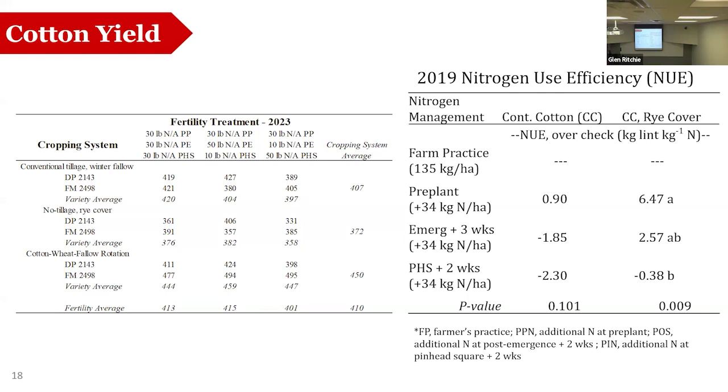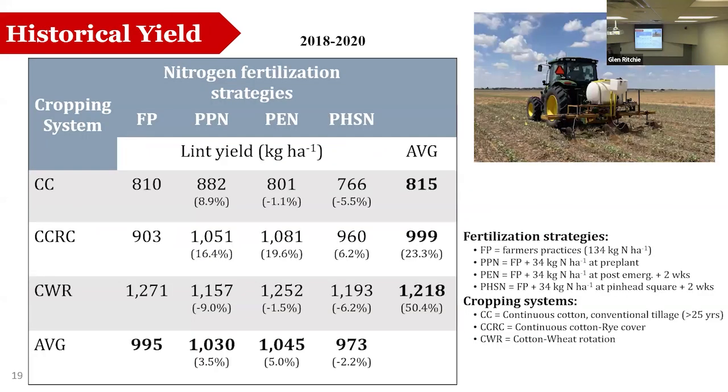And if we look at some of our nitrogen use efficiency from the conventional system and the rye system, we are seeing that there's actually an increase in our nitrogen use efficiency in the rye system compared to conventional. And when we look more specifically at the fertilization strategies here, this is going to be a little bit older data from 2018 and 2020, I believe.